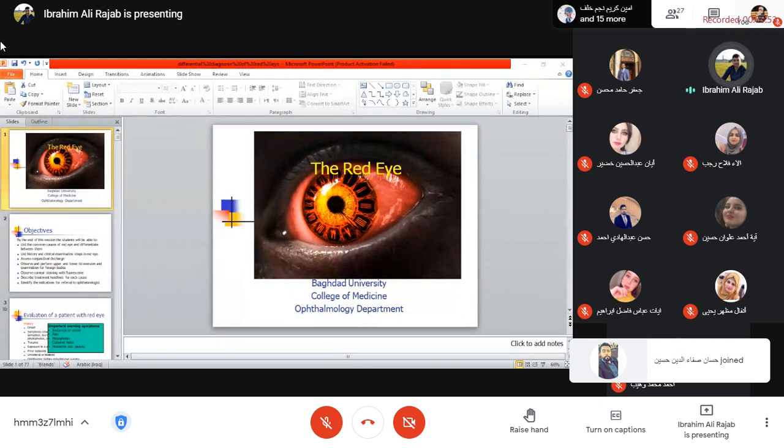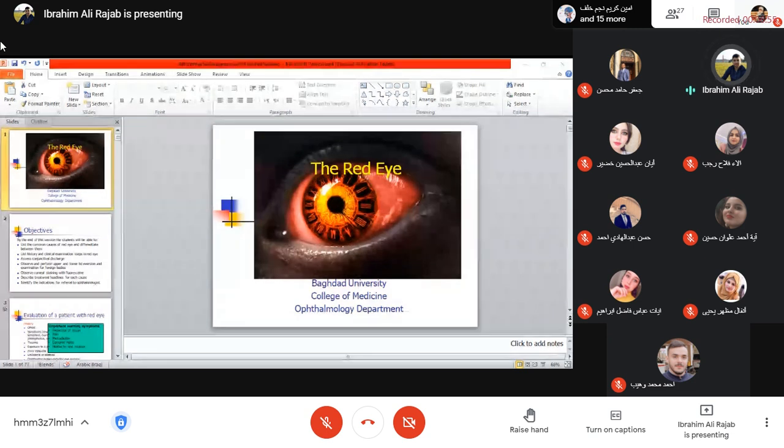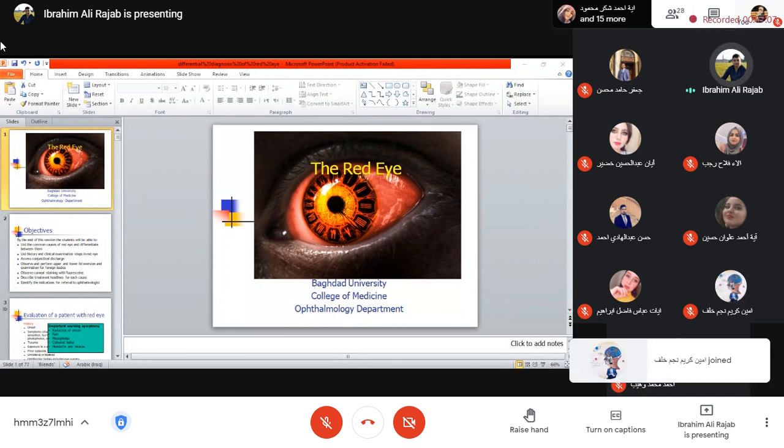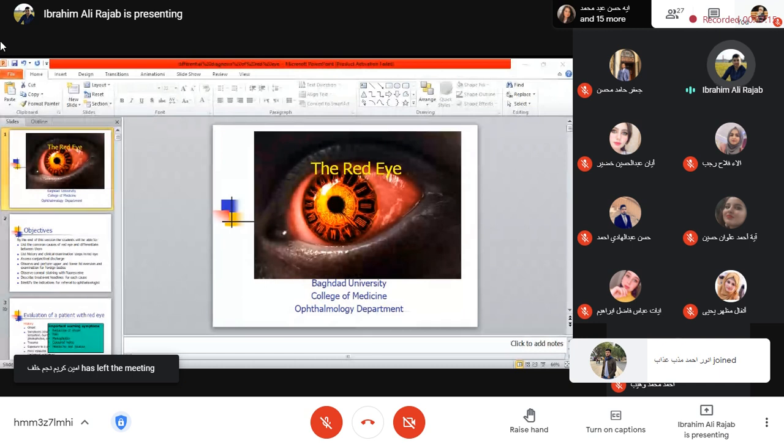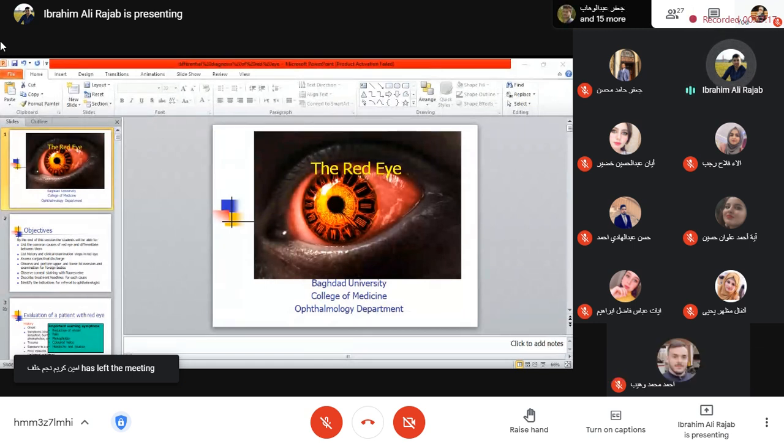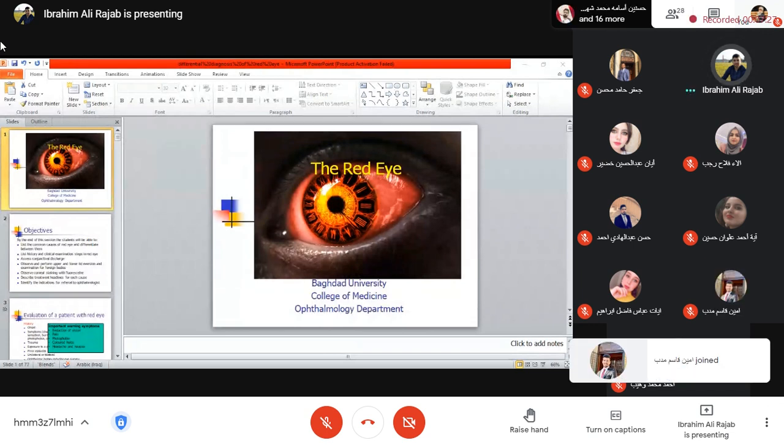We should also assess the type of the discharge, whether it is profuse or scanty, and whether it is watery, mucoid, mucopurulent, or purulent. Why? Because some diseases that cause red eye will present with watery discharge. For example, a patient with viral conjunctivitis will present with red eye and watery discharge. Another cause of watery discharge with red eye is allergic conjunctivitis.